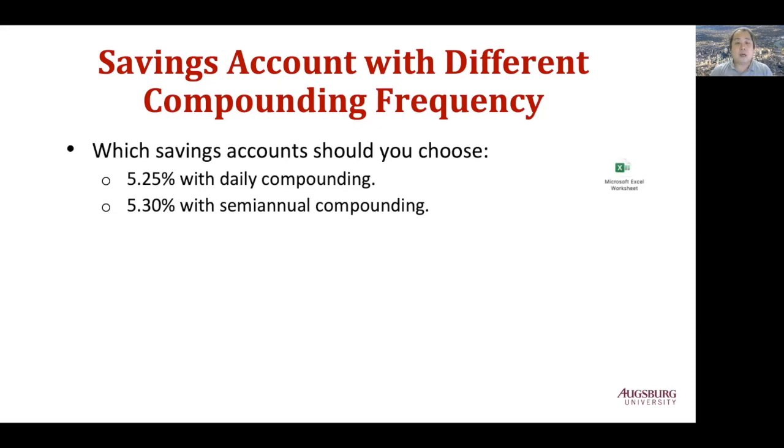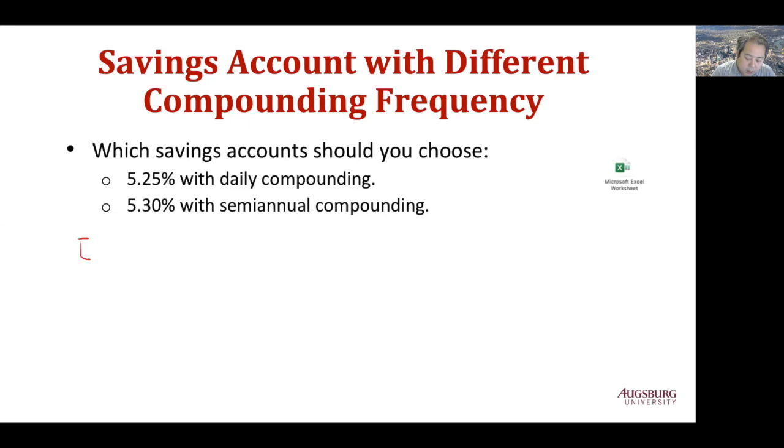So, savings accounts with different compounding frequency. We have two savings accounts. Which savings account should you choose? 5.25% with daily compounding, or 5.3% with semi-annual compounding. You cannot directly compare these two rates, 5.25 versus 5.3, because their numbers of compounds per year are different. So we have to calculate EAR.